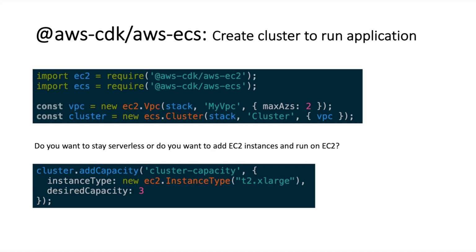If I do want to actually run on an EC2 server, though, then I can use a simple class method called addCapacity. So I say cluster.addCapacity, and I specify what instance type and how many of them I want to add to the cluster. And that's all that's required in order to add 3 t2.xlarge EC2 instances to my cluster. You can see that this interface is much simpler than writing out a lot of constructs for auto-scaling groups and clusters and scaling rules and things like that. This is automatically creating all of that for you.